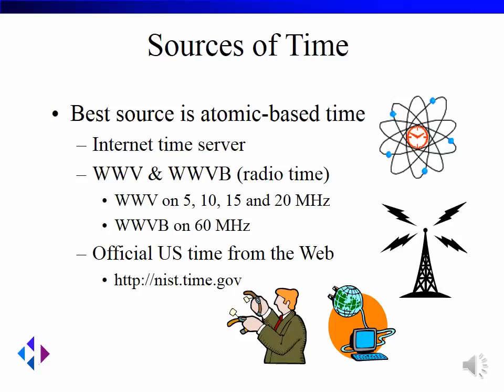The best source of time is absolutely the atomic clock. It's the standard by which the entire world goes by. Internet time server is an example of that. WWV or WWVB, the radio time. You can find them by tuning a radio or ham radio to either 5, 10, 15, or 20, or 60 megahertz on the radio dial. And you will hear the time clock going, and it will always have a beep on the hour. The official US time from the web is located at nist.time.gov. A lot of people set up their systems to get the official time right from that website.